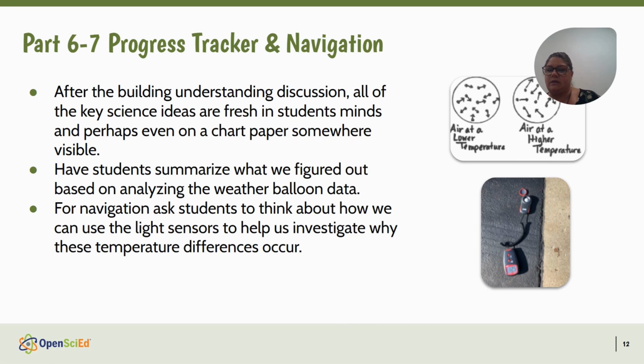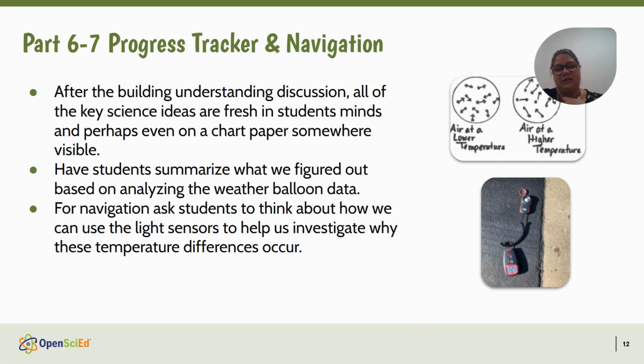For parts 6 and 7, our progress tracker and navigation. After the building understanding discussion, all the key science ideas are fresh in their minds, and perhaps even on a chart paper or somewhere visible, so we can use this to help summarize what we figured out based on analyzing all that weather balloon data. For navigation, ask students to think about how we can use maybe some of these light sensors to help us investigate why the temperature differences occur, because we're still stuck on how it changes so much as we go up higher. So thinking about tomorrow's lesson, I know where we need to go.